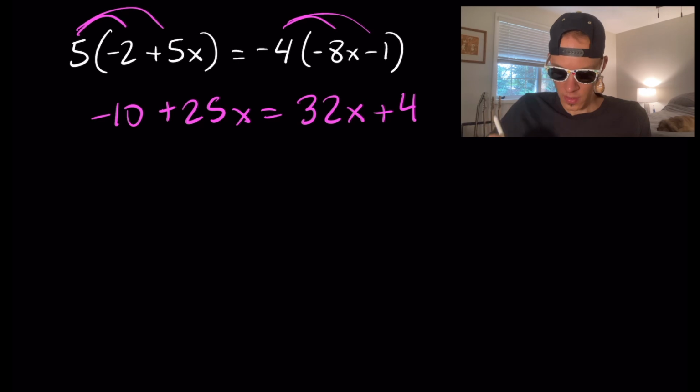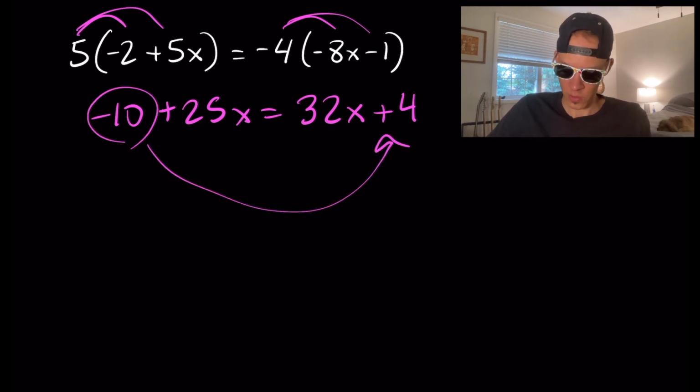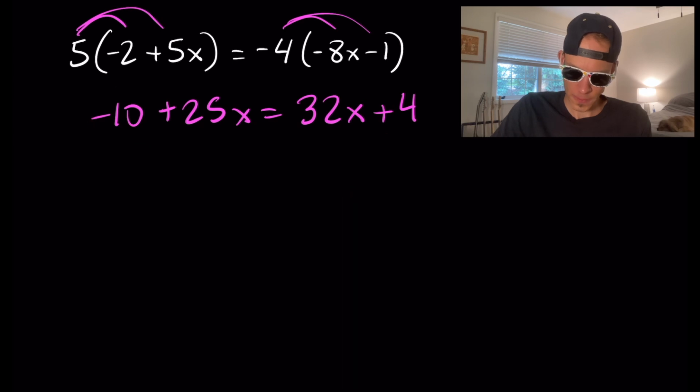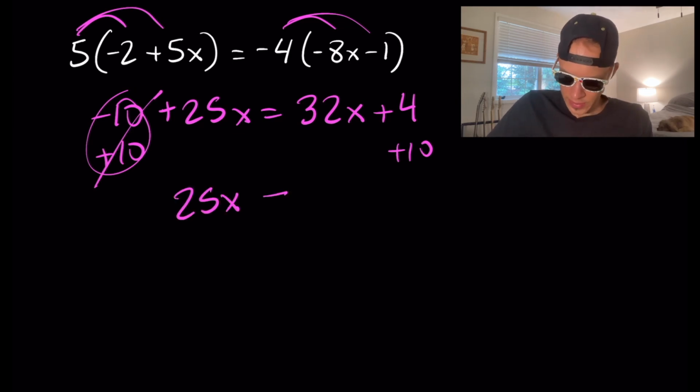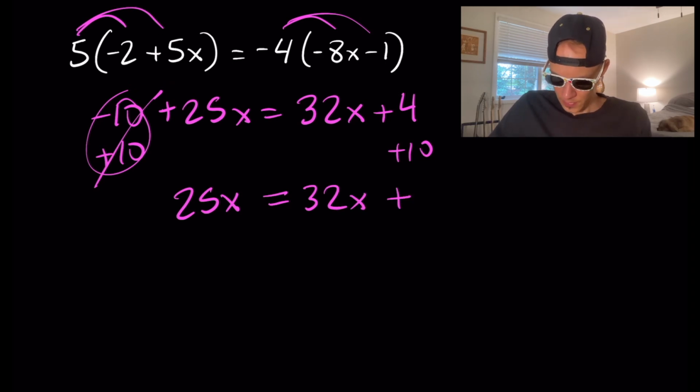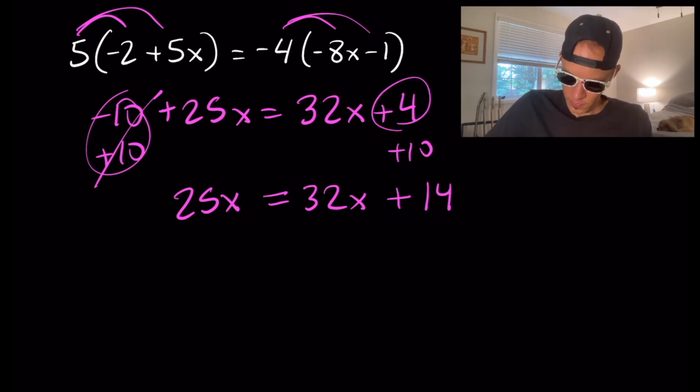I'll move the constants to the right side. So here's a constant on the left, and I want to move it over here to combine with the 4. So I'll add 10 to both sides. These will cancel. So I'll have 25x is equal to 32x plus 14. 4 plus 10 is 14.